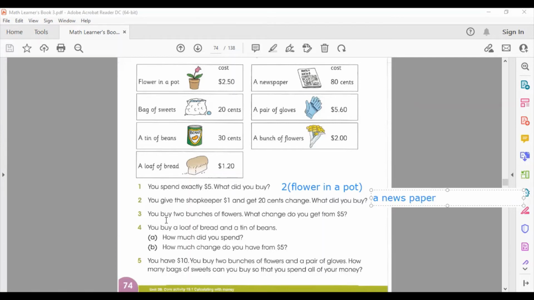You buy 2 bunches of flour. What change do you get from $5? You have $5 and you pay the shopkeeper $5 and you buy 2 bunches of flour. $2 plus $2 is $4, and you paid the shopkeeper $5. It means $1 remaining, so the shopkeeper gives you $1 change only.